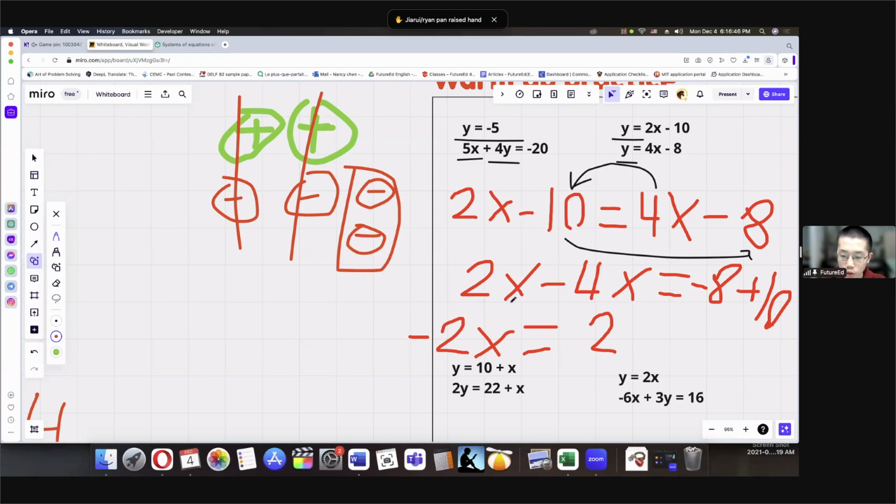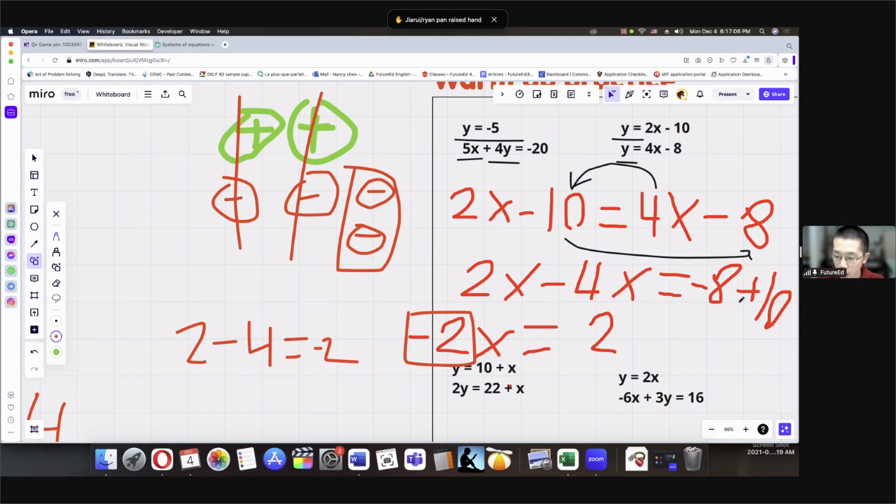I'm talking about the 2x minus 4x, right? So in this case, we just have negative 2x. This is where the negative 2 comes from, okay? That was just the equation 2 minus 4 equals negative 2, for those of you who want to see this in a pictorial format.